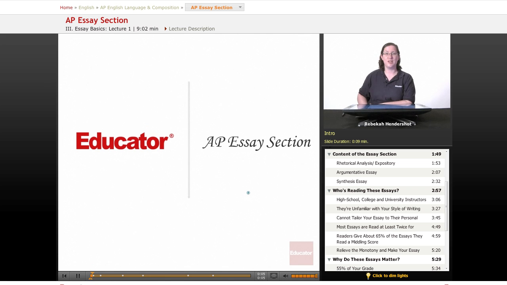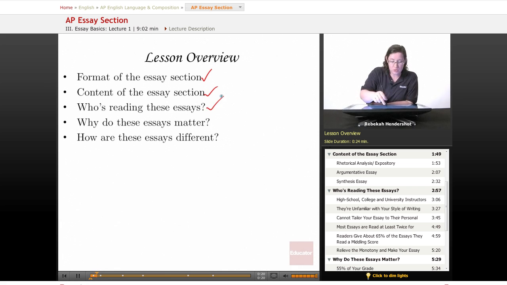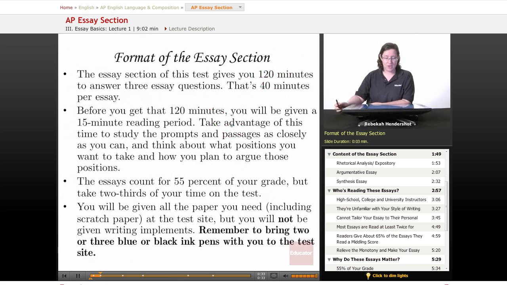This lesson is an introduction to the essay section. Let's get started. All right, we're going to begin with a short overview. In this lesson, we're going to cover the format of the essay section, exactly what kind of stuff they're asking for. We're going to look at the content, what kind of essays you'll have to write. We'll look at who's reading these essays. We'll get a profile of the kind of person you're writing for. We're going to ask, why do these essays matter? Why should you care? And finally, we're going to look at how these essays are different from the essays that you've written in class.